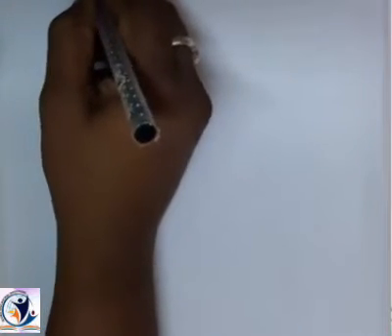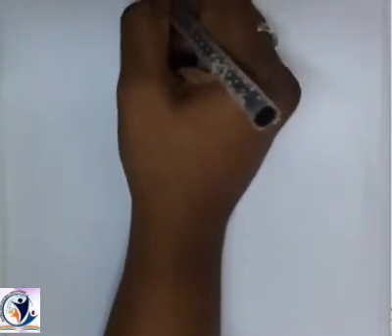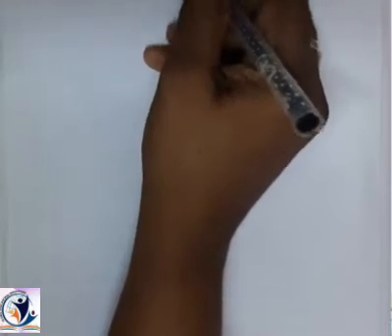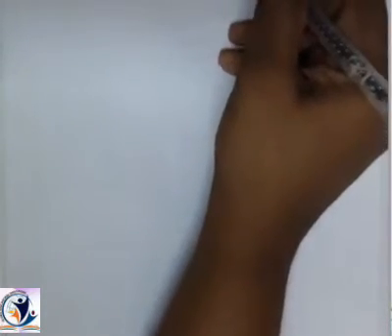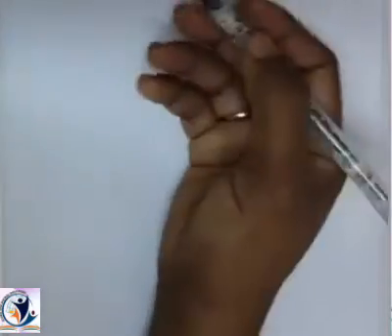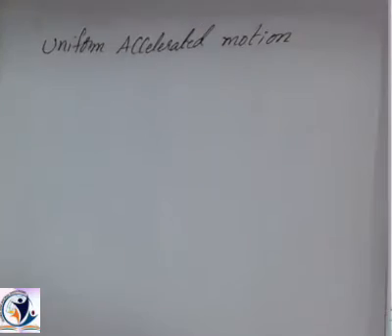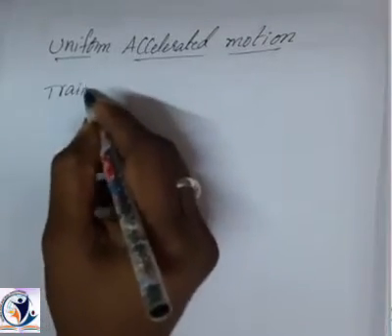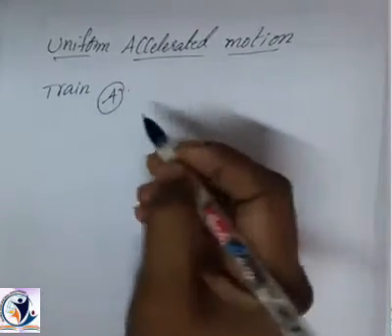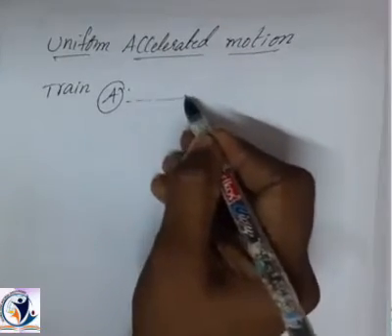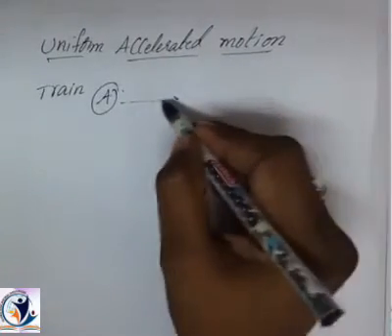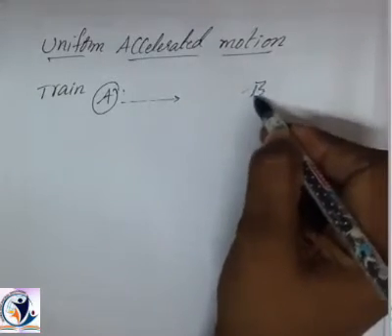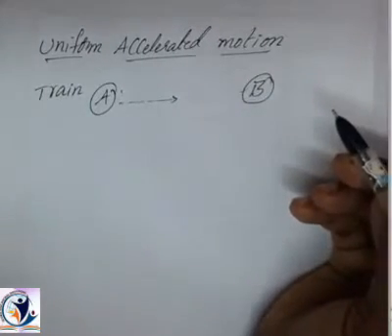Let us see first. Uniformly accelerated motion means if any object starts from rest, or else while it is moving with some initial velocity, uniformly accelerated motion we are talking about. So let us take an example of a train. It is starting at station A and it is moving with some velocity and reaching station B.